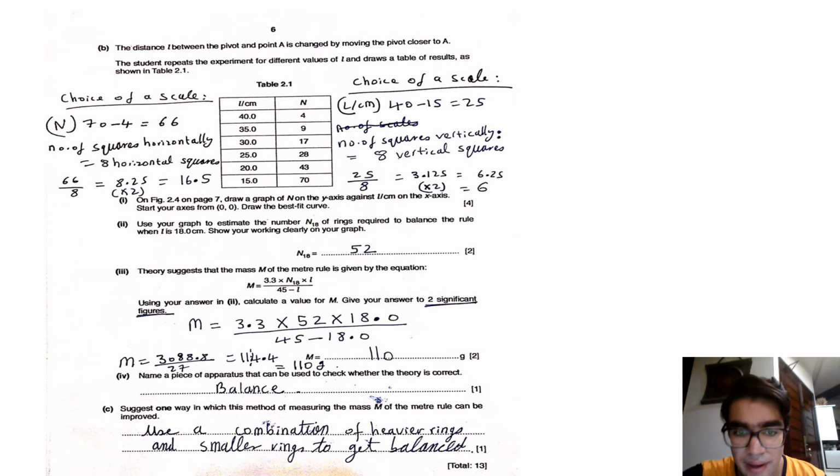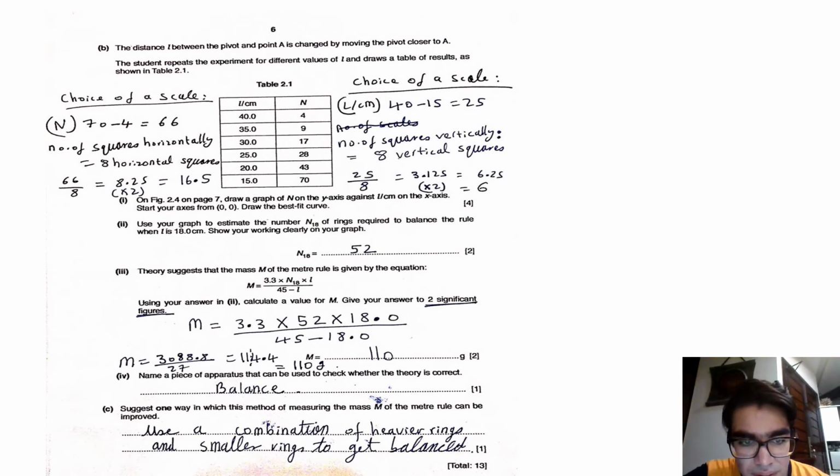So here's the graph. It said to find the value n18 when L is 18. What you do is draw a dotted line vertically from 18 centimeters until it touches the curve, and then immediately draw a horizontal line from that dotted line and read the value over here. So it's 52 in my case. The value of n18 is 52.